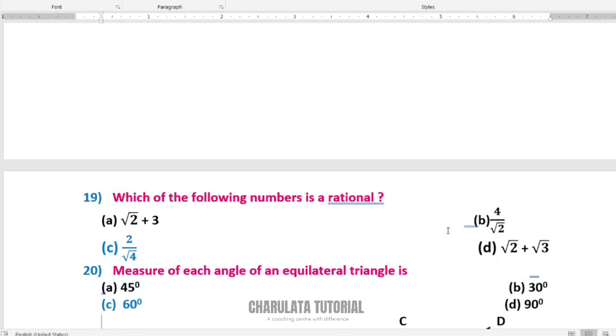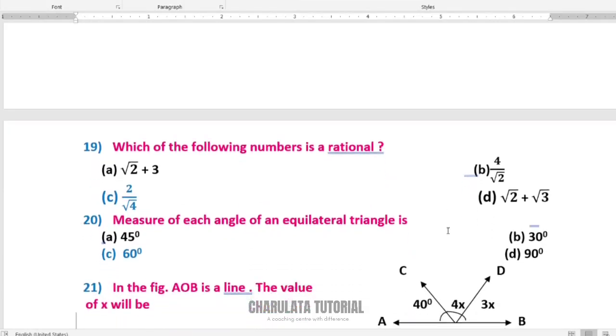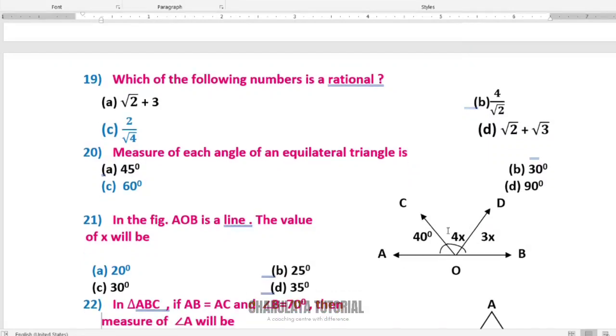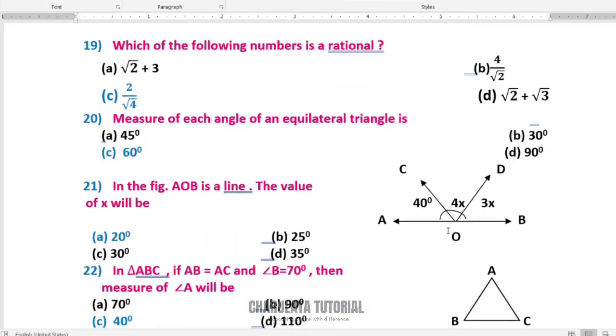The measure of an angle of an equilateral triangle is equal to... in an equilateral triangle all angles are equal, therefore the measure is 180/3, that is 60 degrees. In the figure AOB is a line, the value of x will be... here 40 degrees + 4x + 3x = 180 degrees. By solving this we get the value of x as 20 degrees.